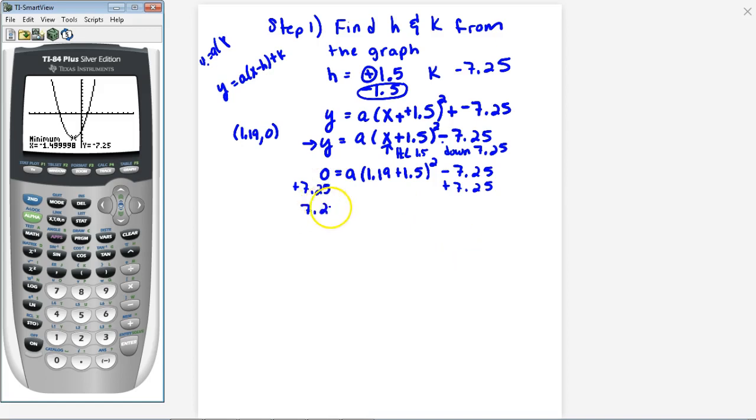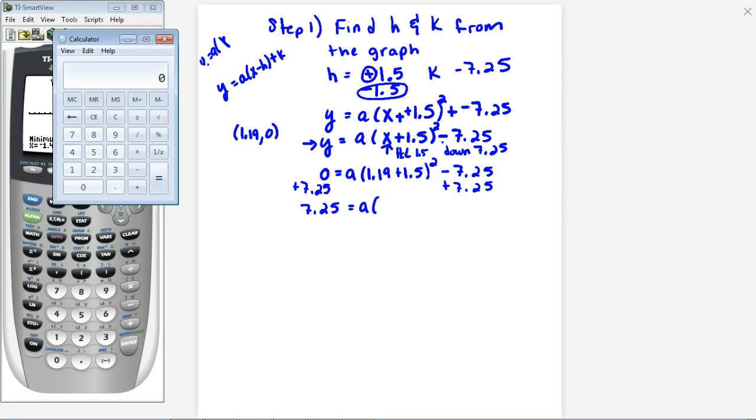So I have 7.25 equals a times 1.19 plus 1.5. Let's see. 1.19 plus 1.5 is 2.69, right? Squared. So I'm just going to square that, which means times 2.69. So I get 7.2, and if I round that, it's 7.24.